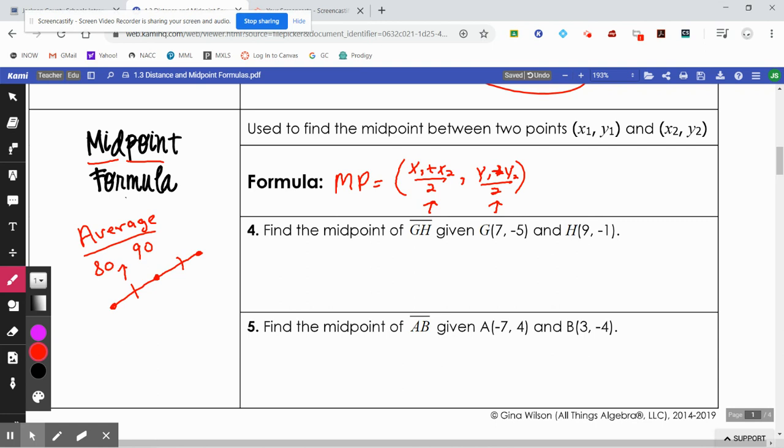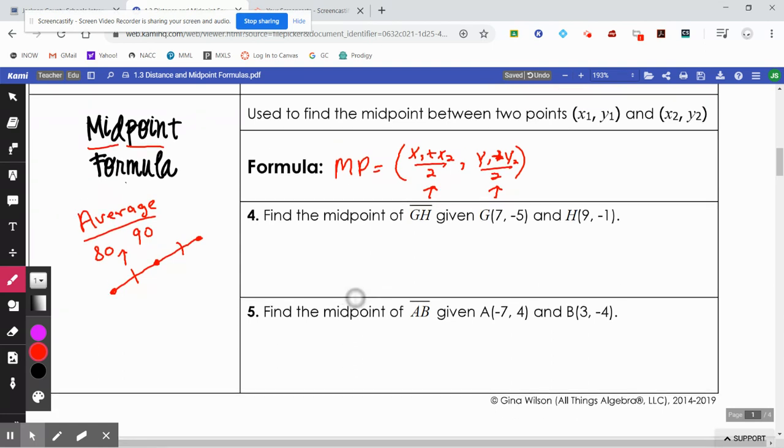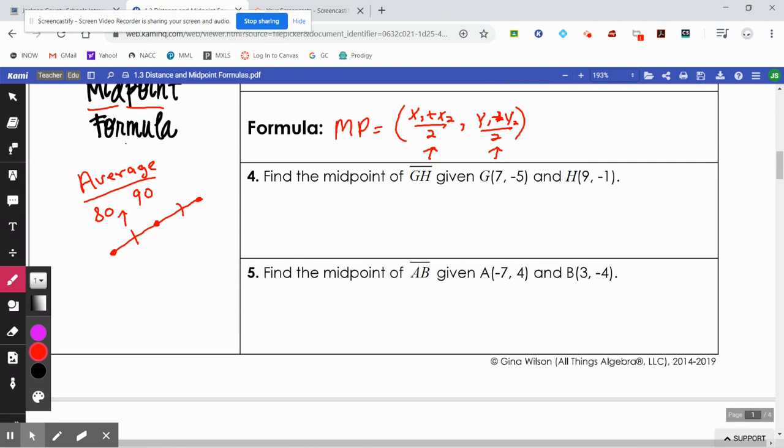But to find the midpoint again, you average your two x values: you add them and divide by 2, which is the process for finding the average of two numbers. And then you're going to add your two y's and divide by 2. Number 4, the first problem, says find the midpoint of GH, given that G is (7, -5) and H is (9, -1). So using the formula, we're going to do the first x plus the second x, which would be 7 plus 9, and divide by 2. And then we do our first y plus our second y, and we're also going to divide that by 2.